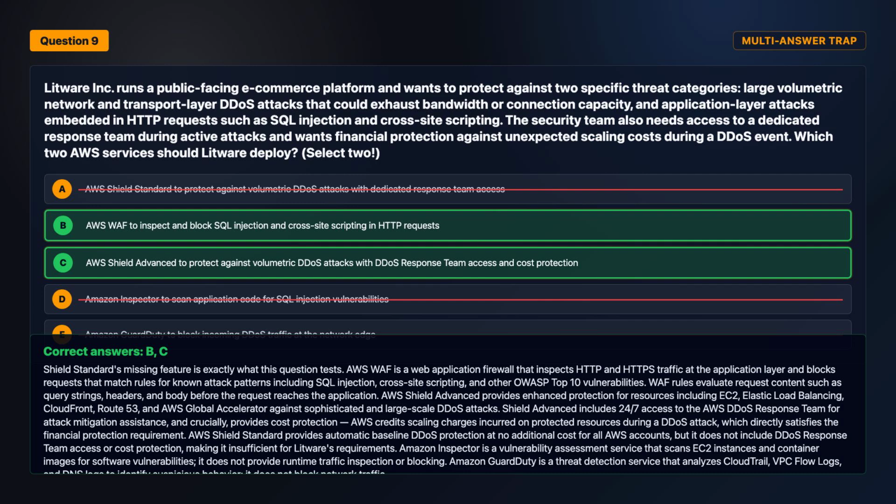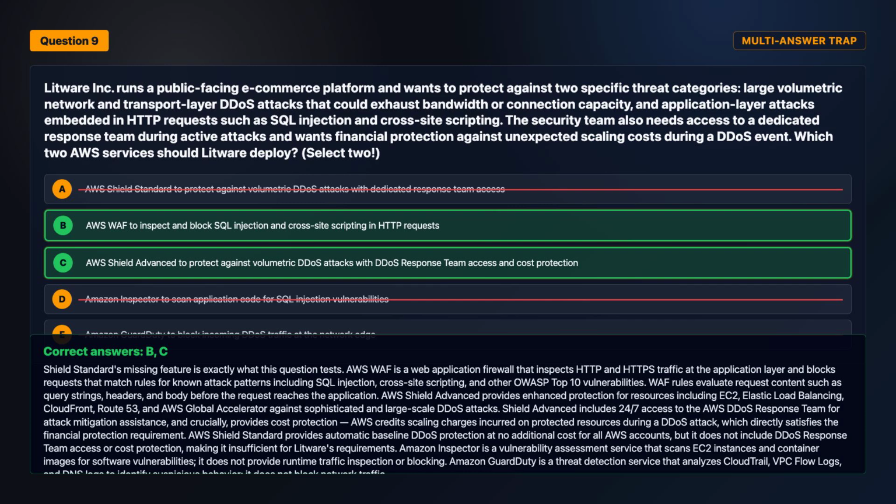AWS Shield Advanced provides enhanced protection for resources including EC2, Elastic Load Balancing, CloudFront, Route 53, and AWS Global Accelerator against sophisticated and large-scale DDoS attacks. Shield Advanced includes 24/7 access to the AWS DDoS response team for attack mitigation assistance, and crucially, provides cost protection, AWS credits scaling charges incurred on protected resources during a DDoS attack, which directly satisfies the financial protection requirement.